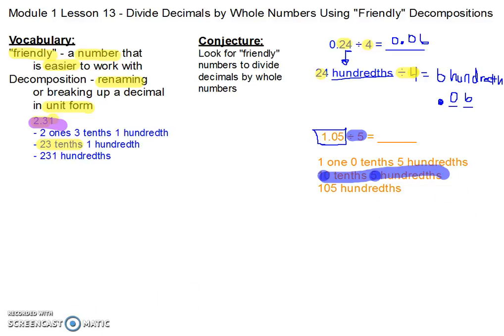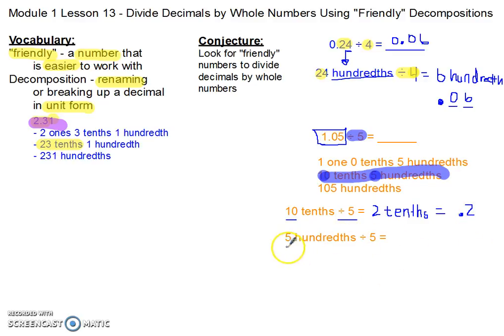So what I'll do is I'll take the 10 tenths and divide that by 5, and the 5 hundredths and divide that by 5. So I have my 10 divided by 5. Remember, I'm forgetting about this unit name for right now. So 10 divided by 5 is 2, but it's not just 2, it's 2 tenths, which in standard form would be 0.2, because tenths is the first place value after the decimal.